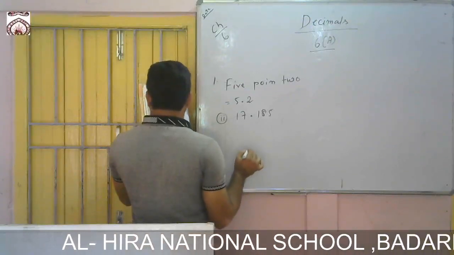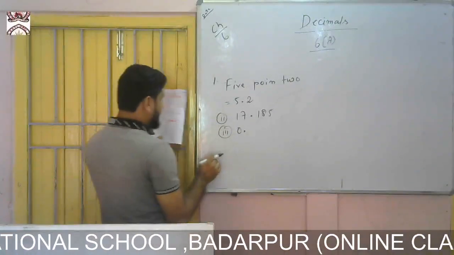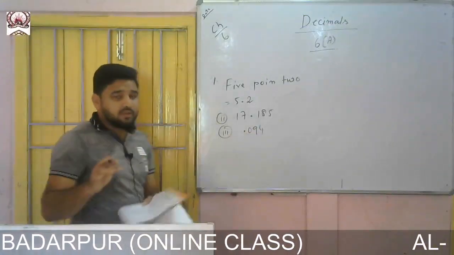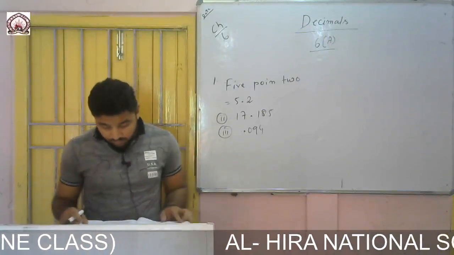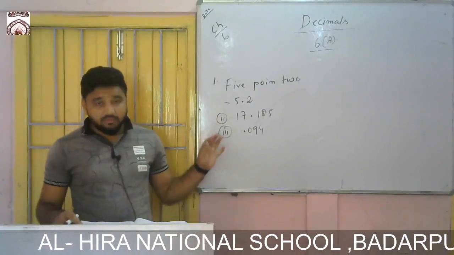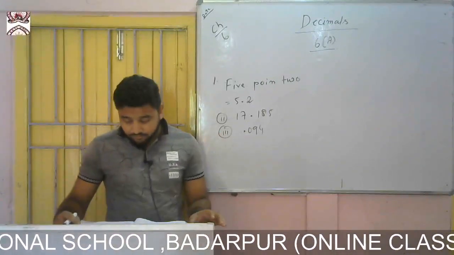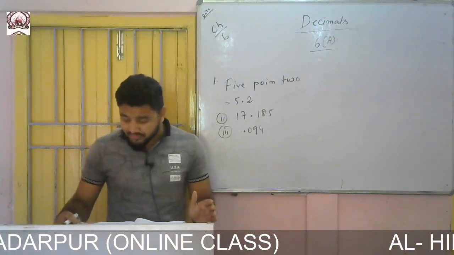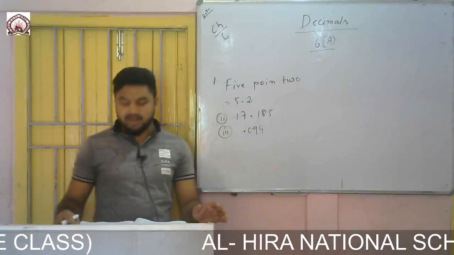Then you see 0.094. Number 3. 0.094. And one thing you remember, an important thing you need to remember, that at the extreme right of any number, you can add zeros. It doesn't change the value.